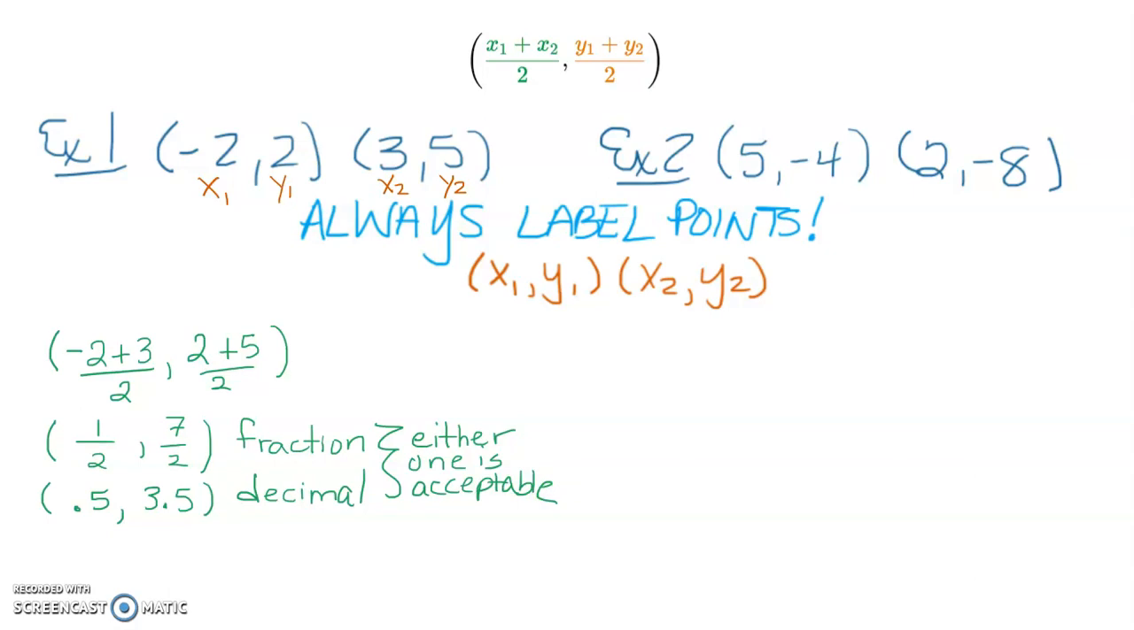Then we have, so our midpoint is at 1/2, 7/2, or 0.5, 3.5. So that would be right smack dab in the middle of those points.